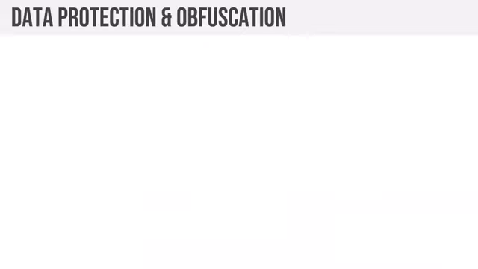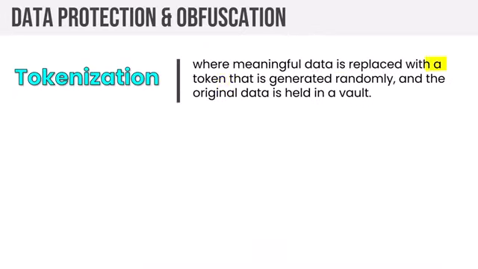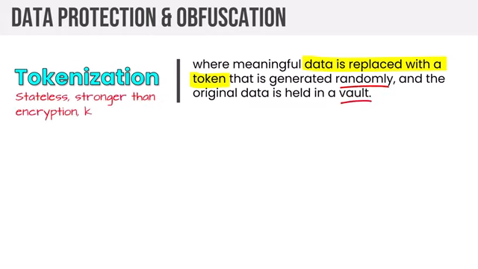Another data protection and obfuscation technique called out in the syllabus is tokenization, where meaningful data is replaced with a token that's generated randomly, and the original data is held in a vault. It's stateless, stronger than encryption, the keys are not local.